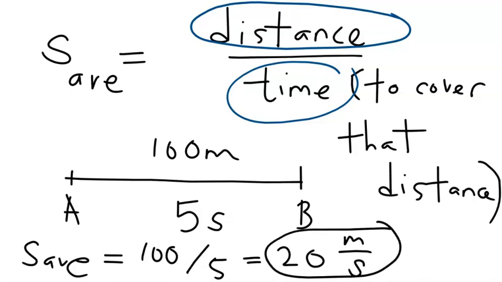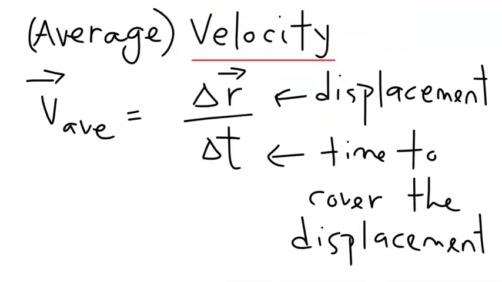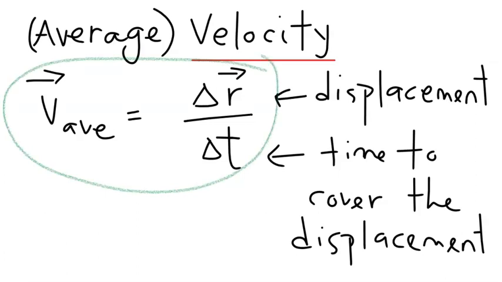As simple as that. Now average velocity. Average velocity is a vector, so direction matters here. Now this is the expression that we use to calculate average velocity. So average velocity is defined as displacement over time to cover the displacement. So this is the displacement vector that we talked about earlier, and this is the time interval it takes to cover that much displacement.